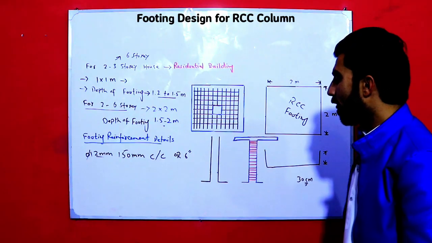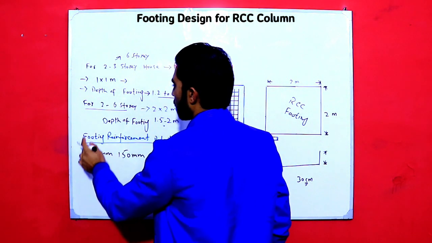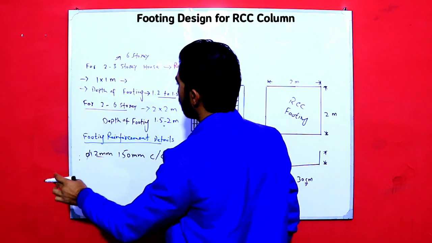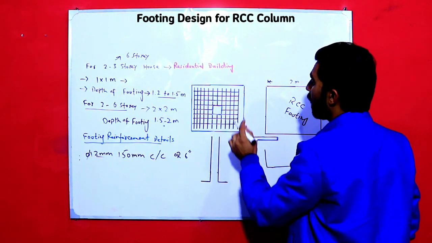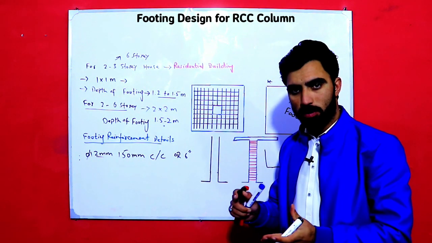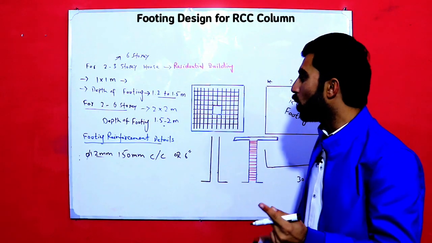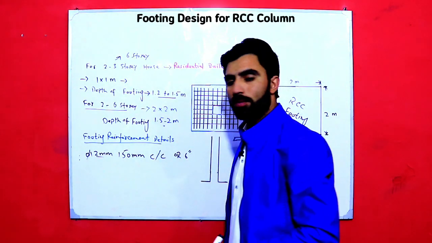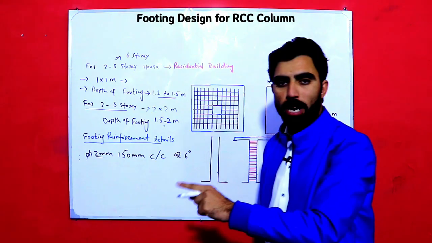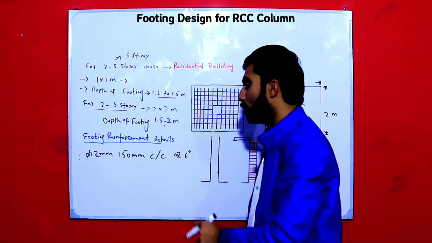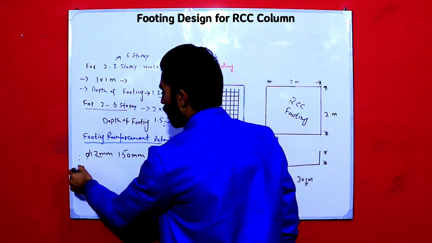Okay, now guys, the steel should be bent, or you can also provide a box. This mesh, a simple one mesh, you can also provide for 2 to 3 story, and this should be the dia of steel bars which we are using in footing, and the spacing should be 150 millimeter center to center distance.